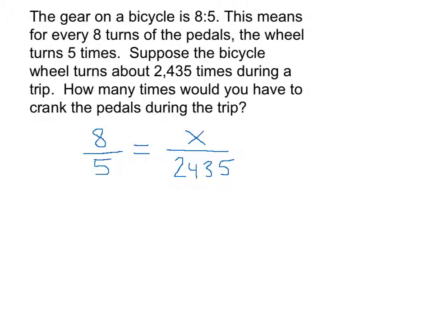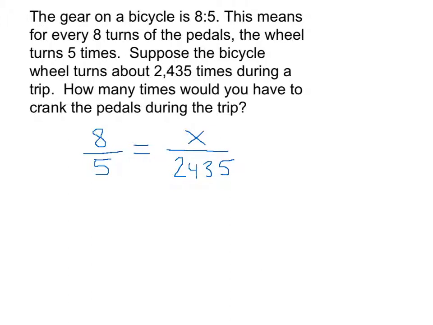Now, in order to solve this proportion, in order to solve this ratio, we have to use cross multiplication. And I want to make it very clear, the only time you are able to use cross multiplication is when you have 2 fractions and 1 equal sign in the middle. There are no plus signs, no minus signs, it's just 2 fractions.